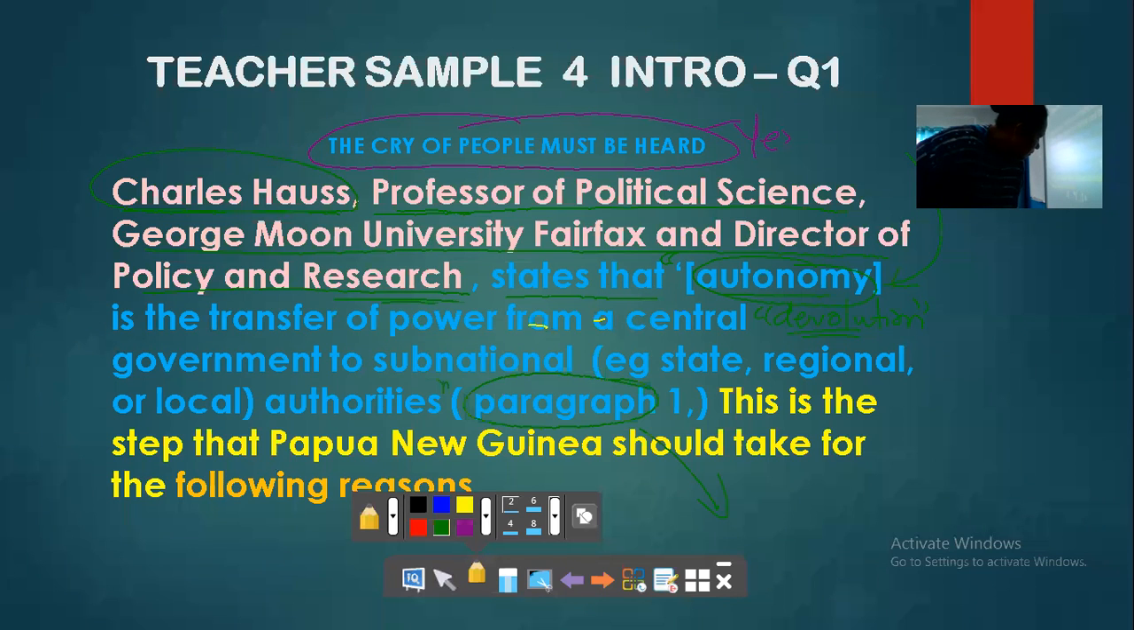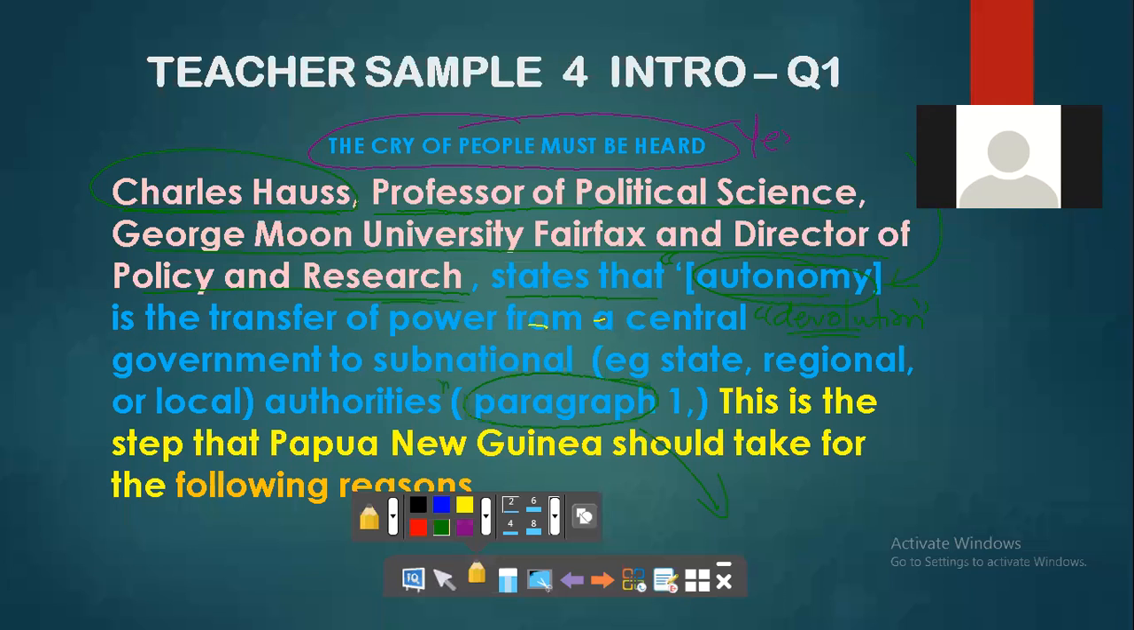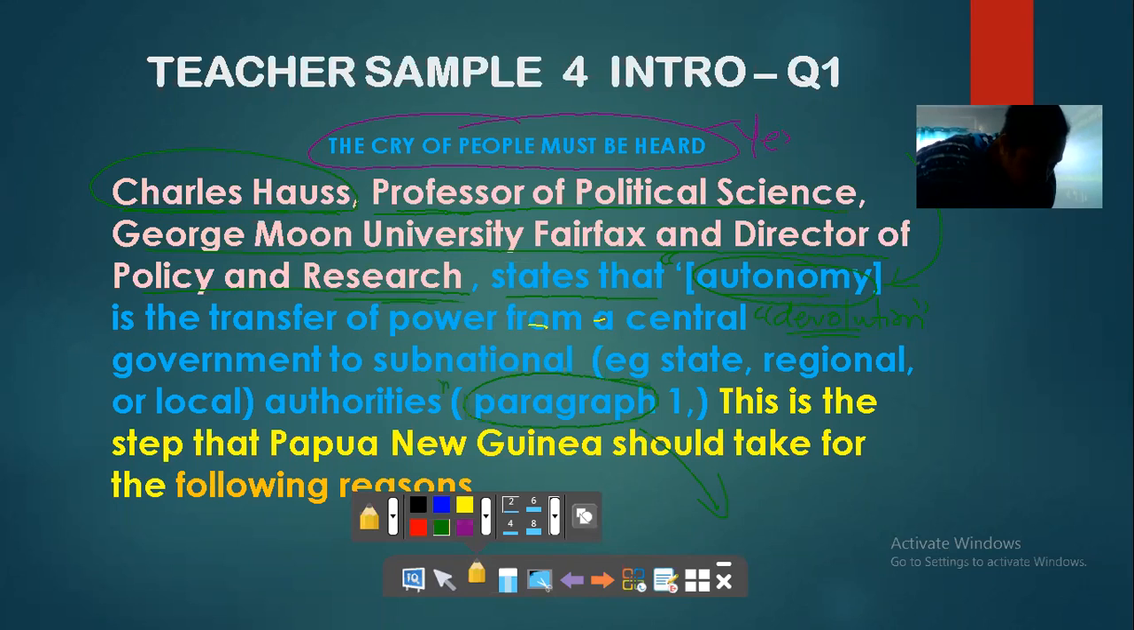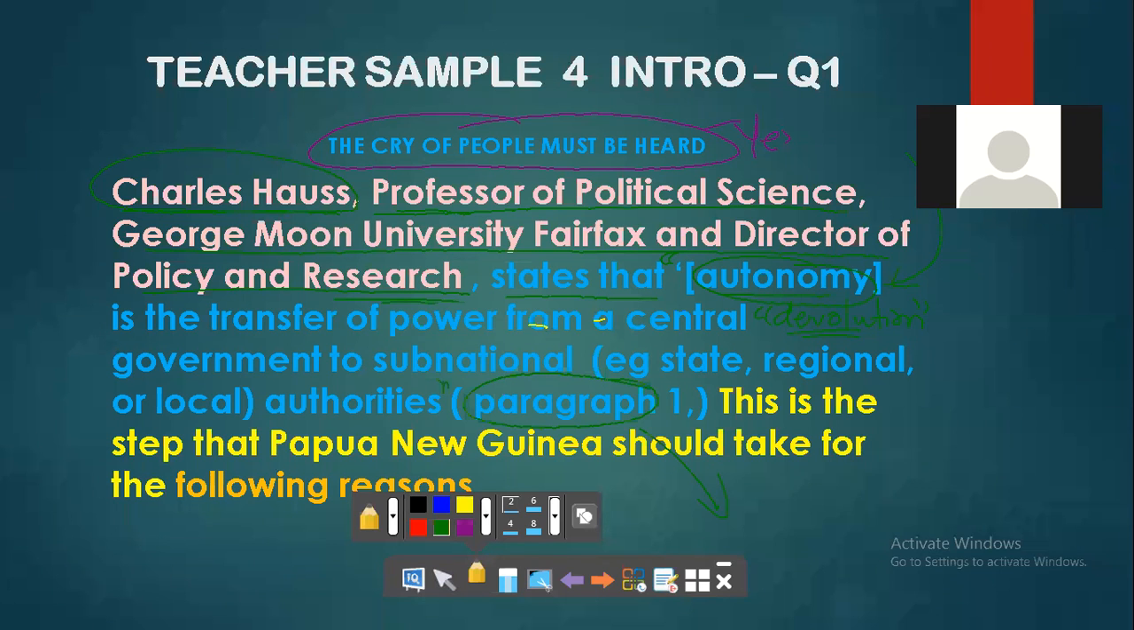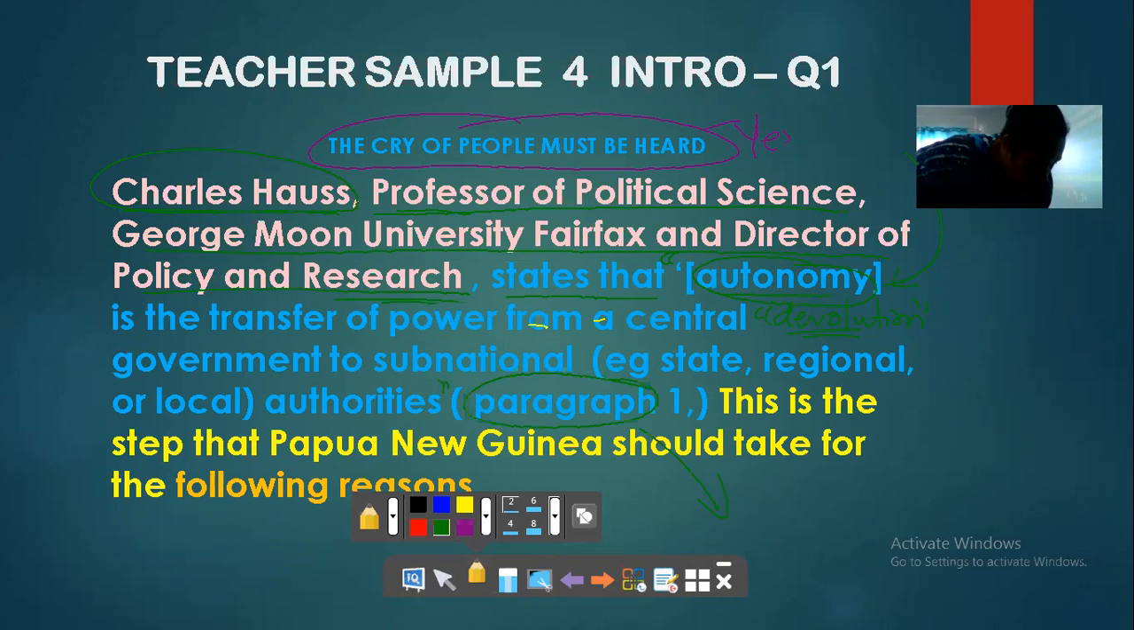So what was I asking? What is the reason why I have written my parenthetical referencing that way? Paragraph 1. So that they can refer to the first paragraph. Okay, no, there is a specific reason why we use the word paragraph.